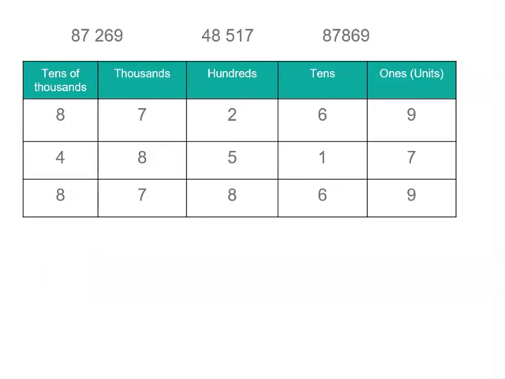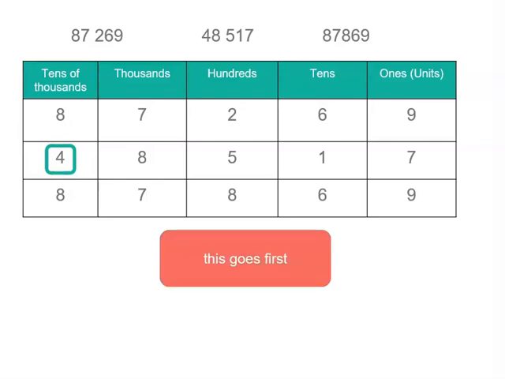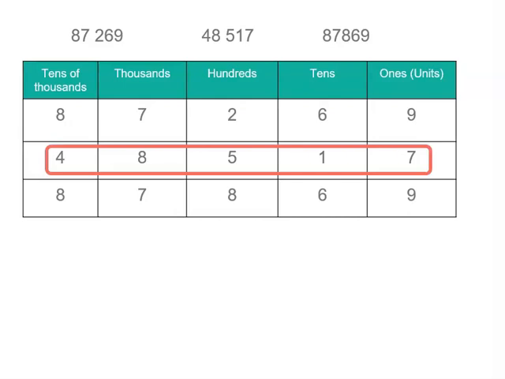So it's tens of thousands for us, because tens of thousands are worth more than all of the other places in this number. So we've got an 8, a 4, and an 8. And remember, we're looking for the smallest number, which is 4. So because that's the very first column or place, that means that whole number is smaller because it's only got a 4 in the tens of thousands. So that number goes first on our list, 48,517.